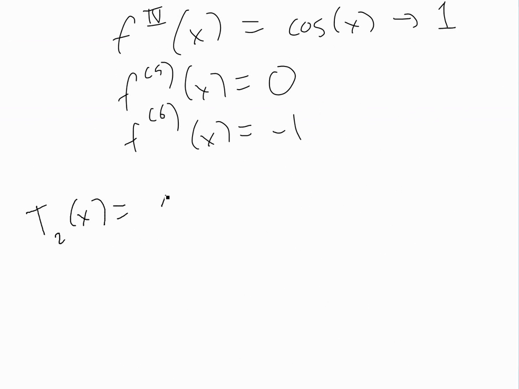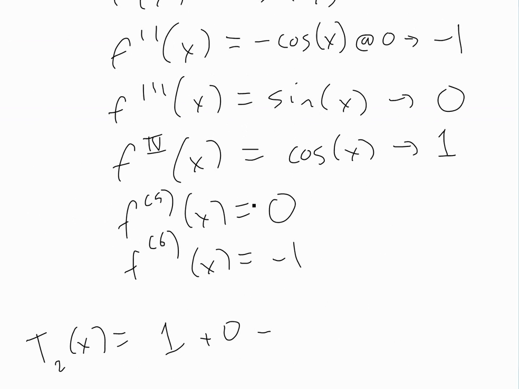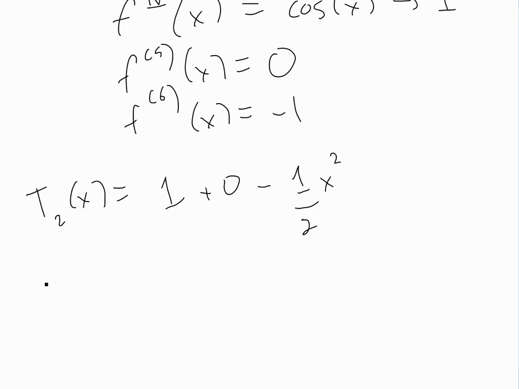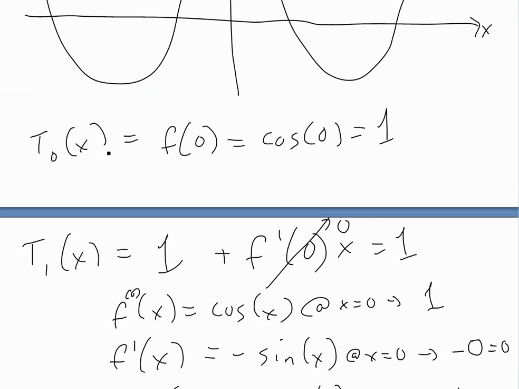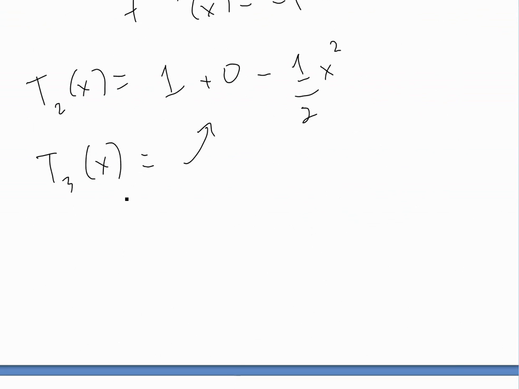of x, this one is just equal to, well, 1 plus 0 plus, or minus now, minus f double prime of 1, that's this one right here, divided by 2, this is just x to the 2. And then if we go T3, this one just equals this one above. So we can ignore all of the odd numbered ones and just look at the even ones, because this one is the same here.